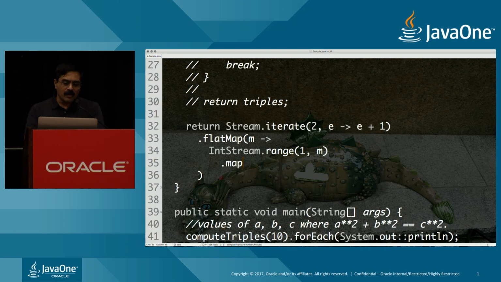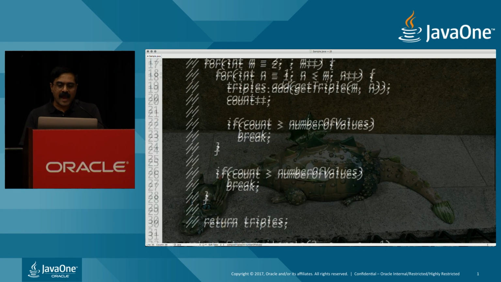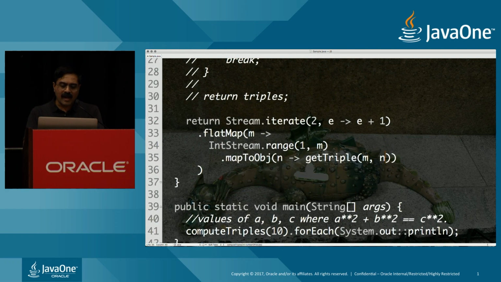But what am I going to do? I'm going to say mapToObj over here, and that is because IntStream expects to return an integer, but I'm going to return an object in this case. And so in this case, what am I going to map over to? This is a value of n, but I'm going to return getTriple of the value, which is going to be whatever the m and n were. So m comma n, that gives us the value from here.